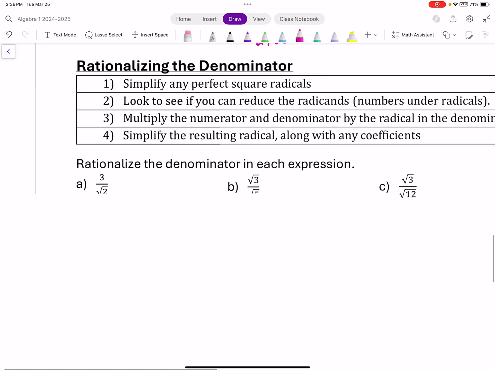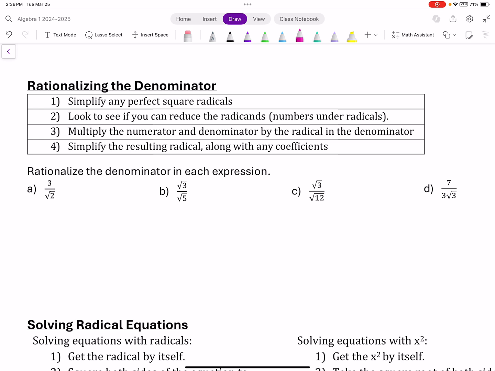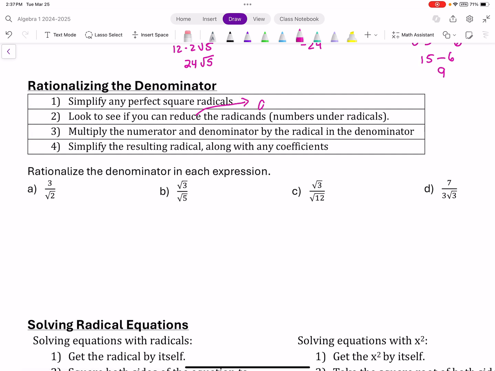All right, 2 more topics. The first thing we're going to do is we're going to look to rationalize the denominator in a fraction. So the first thing is to see if you can simplify any perfect square radicals. You're going to look to see if you can reduce the radicands, if you can divide the numbers that are under the radical. Remember, reducing is dividing by the same number. So if you can divide them both by 2, okay, then you're going to look to multiply the numerator and the denominator by the radical in the denominator, and then you're going to simplify anything that you have left.